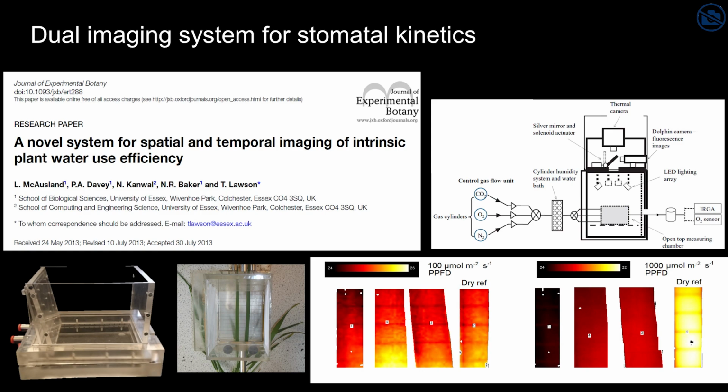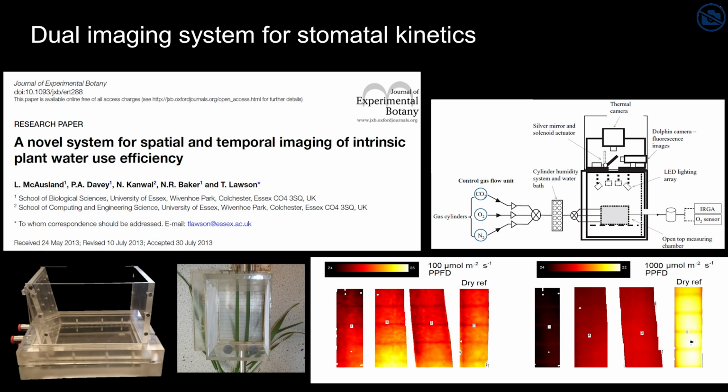So this is a standard fluorimeter, and what we've done is we swapped the cameras over. We put the fluorescence camera on the side, and there's a silver mirror with a solenoid actuator there that swaps between thermal and the fluorescence. So we can take a thermal image, put the mirror in place, and take a fluorescence image within seconds of each other. And when we built this dual imaging system, the idea was that we could use these two parameters.